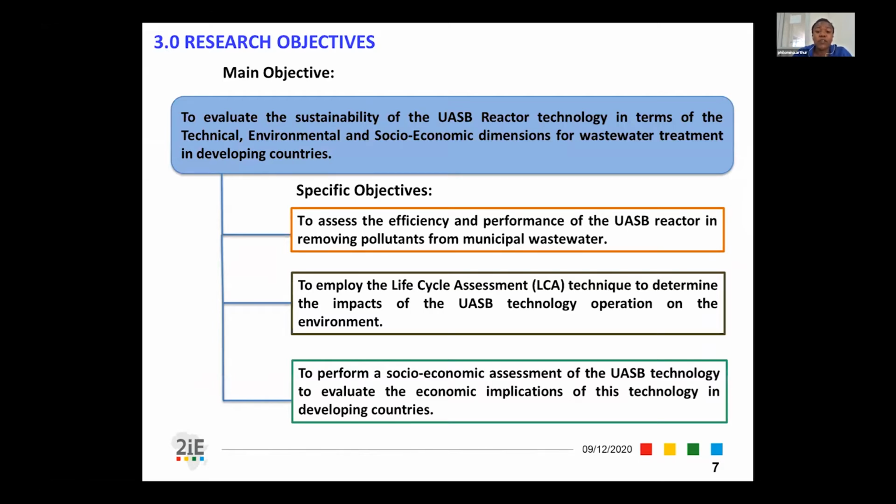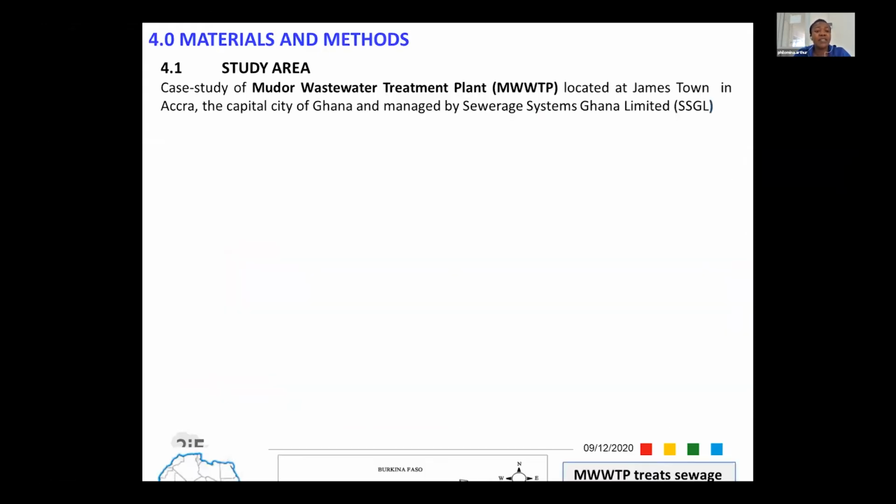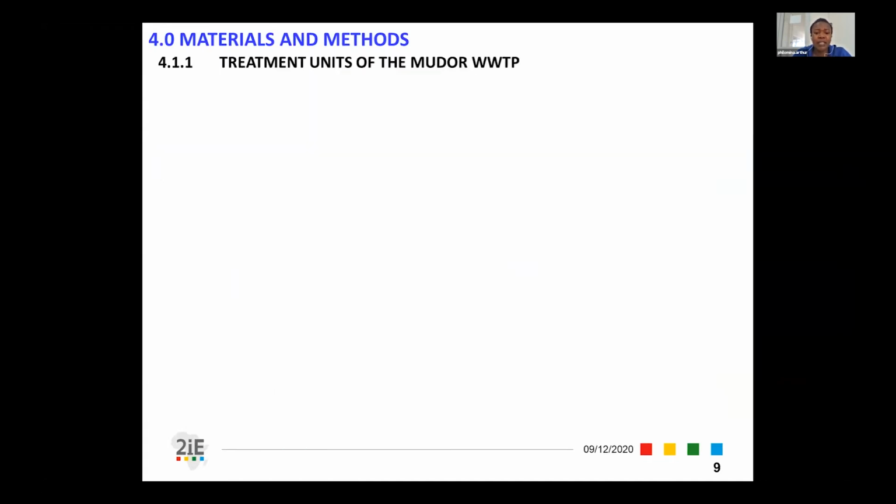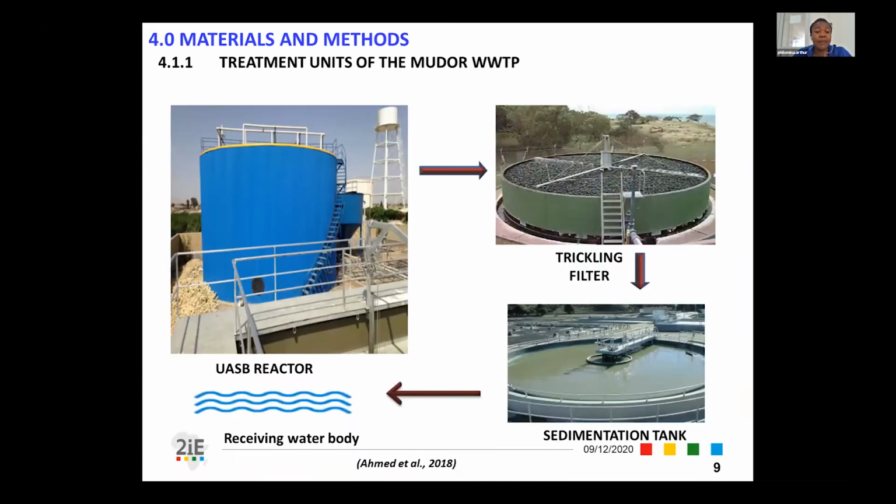The specific objectives will be to assess the efficiency of the plant in removing pollutants from municipal wastewater. We will also employ the life cycle assessment technique to determine the environmental impacts of the UASB technology on the environment. Then lastly, I'll perform a socio-economic assessment to assess the economic implications of this technology in developing countries. This study is a research-based study of the Mudor wastewater treatment plant, which is located in Accra, the capital city of Ghana. According to Ahmed et al.